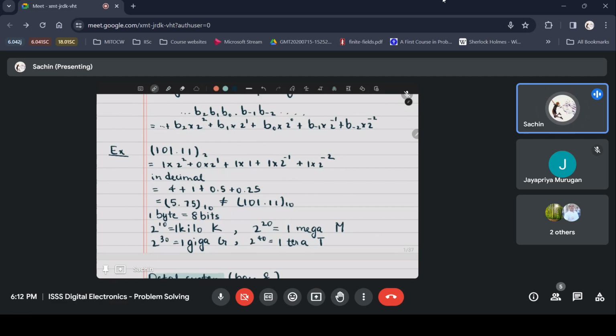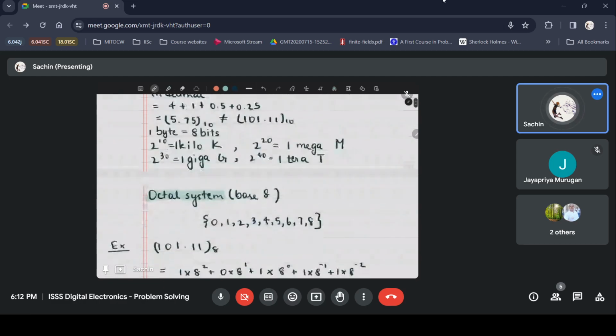And 2 power 10 is called a kilo, represented with a capital K. 2 power 20 is called a mega, represented with a capital M. 2 power 30 is 1 giga, represented with capital G. And 2 power 40 is 1 tera, represented with capital T.